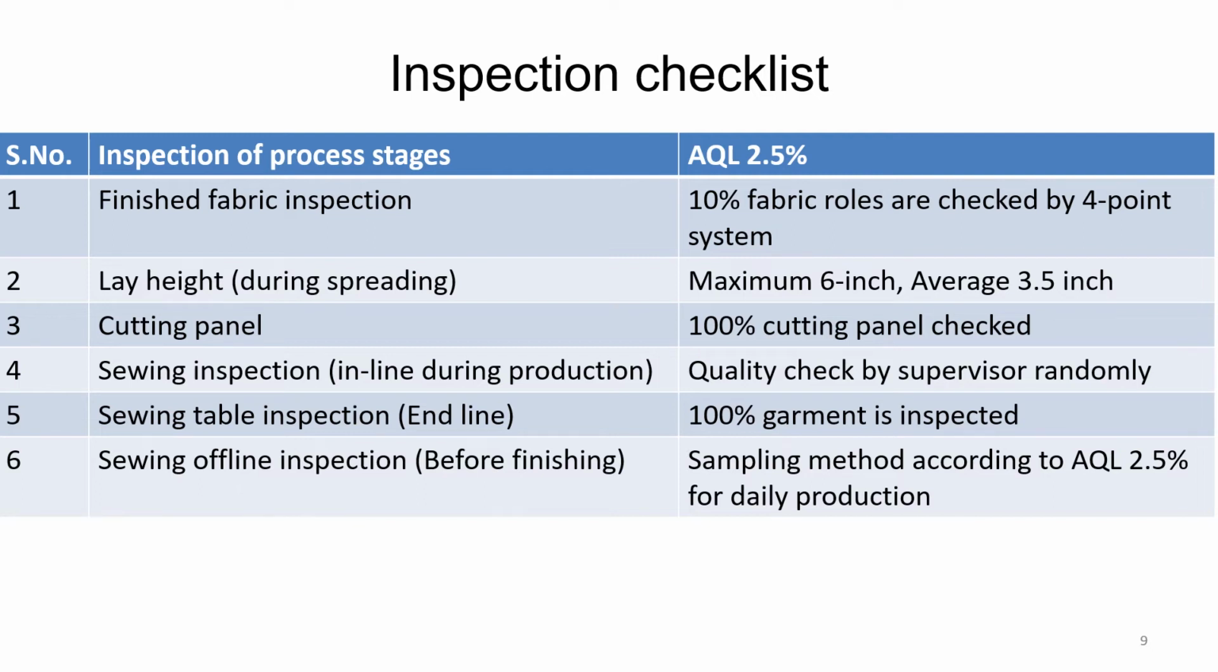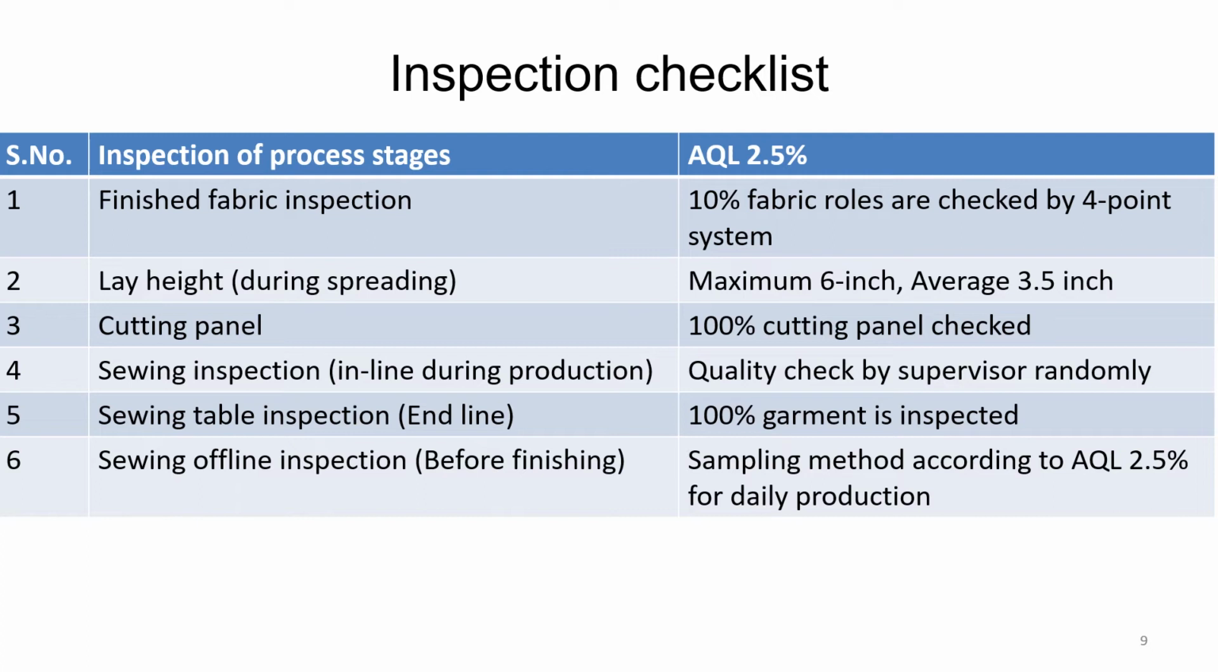And sixth is the sewing offline inspection, which is once the garment has been stitched, the loose threads have been cut, the buttons have been attached, everything has been done, but it has not been sent for finishing. So just before the finishing, the sewing offline inspection happens, where the sampling method is done according to AQL 2.5% for daily production. We are going to talk about the AQL, acceptable quality level, in the subsequent sessions.